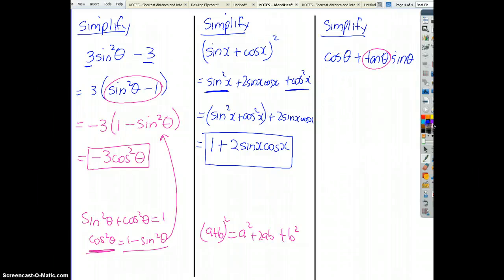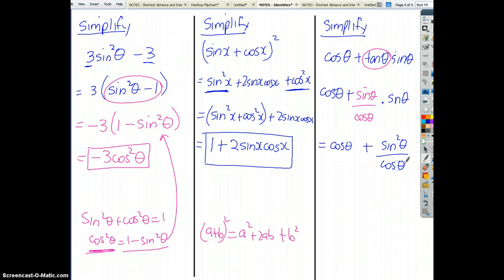So we've got cos theta plus our identity for tan theta, going back to our unit circle, was sine theta over cos theta, y over x, cos theta, times the sine of theta. Okay, let's have a look now. We can go over here. Well, can't cancel, but we've got to multiply here. So I've got cos theta plus sine squared theta over cos theta.